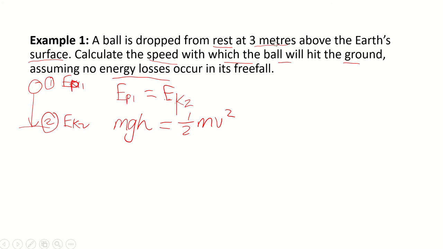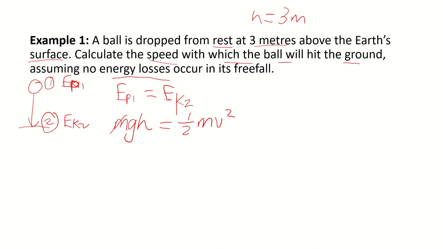It's 3 meters above the Earth's surface. So the only thing we're actually given is the height, 3 meters. We're not given anything else. So all we've been given is height. We know gravity, 9.8. But can you look at this equation? You can see that there is a mass on both sides of the equation.